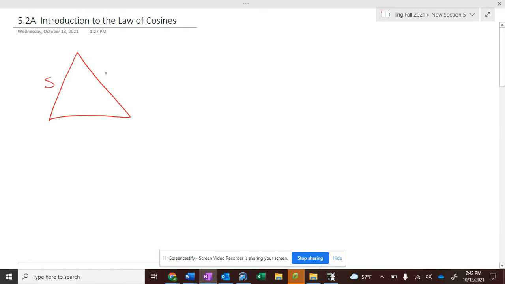Law of cosines works when you have side, side, side, or side, angle, side. The reason why we use law of cosines instead of law of sines is when we have side, side, side, we have no opposites. We have no angles opposite of a side. We cannot use law of sines. We have side, angle, side, same thing. We have no opposites. We would much prefer to use law of sines because it's shorter, quicker, easier. But when we can't, we have to use law of cosines.